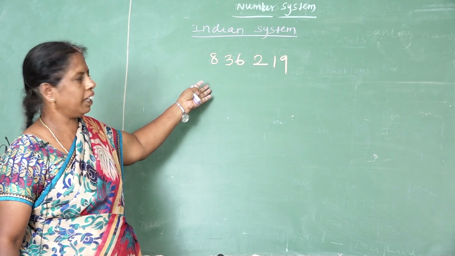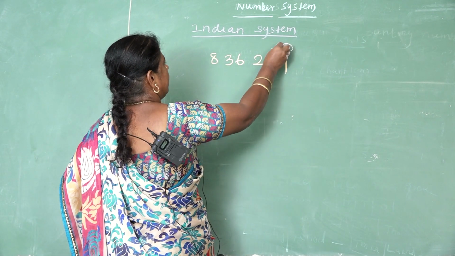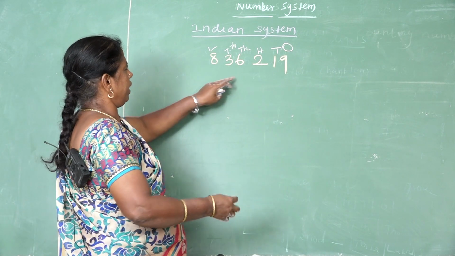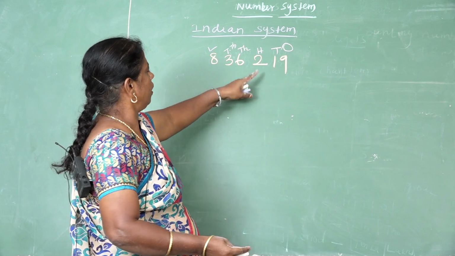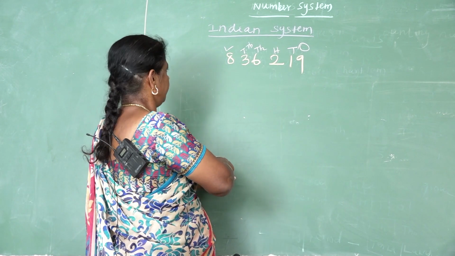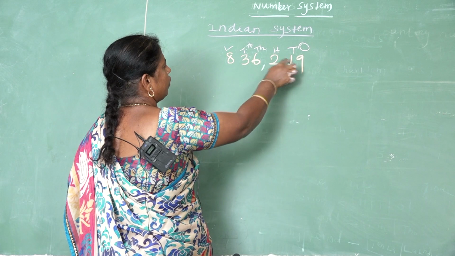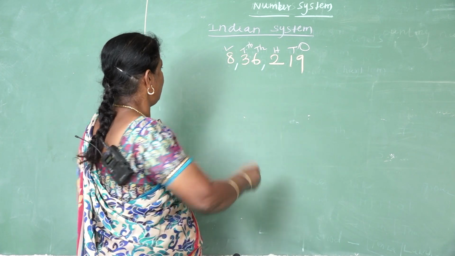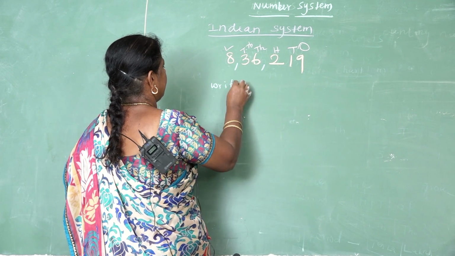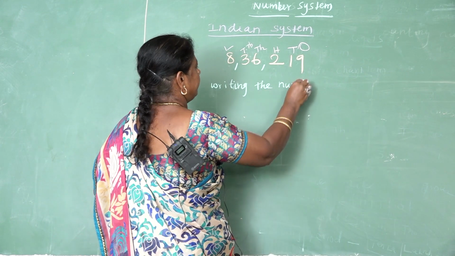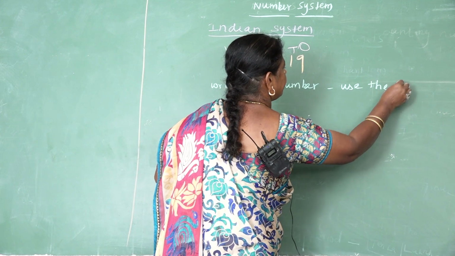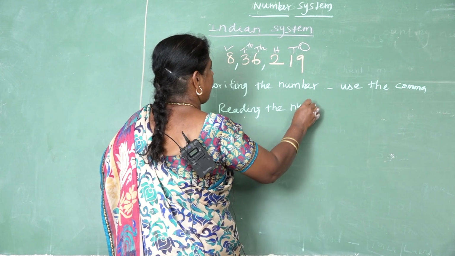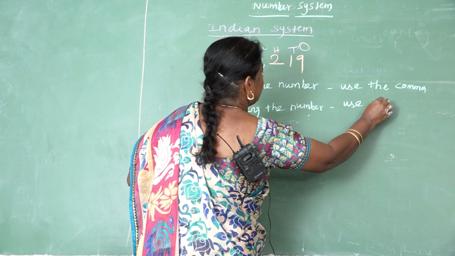Okay, see the number. So first you write ones, tens, hundreds, thousands, 10,000, lakhs. So we use the commas to separate the groups. We use the commas to separate the period. So three ones, tens, hundred make one period. 1000 and 10,000 make another 1000 period. Lakhs make third group. So now see here, while writing the number, use the commas. Reading the number, use the periods.